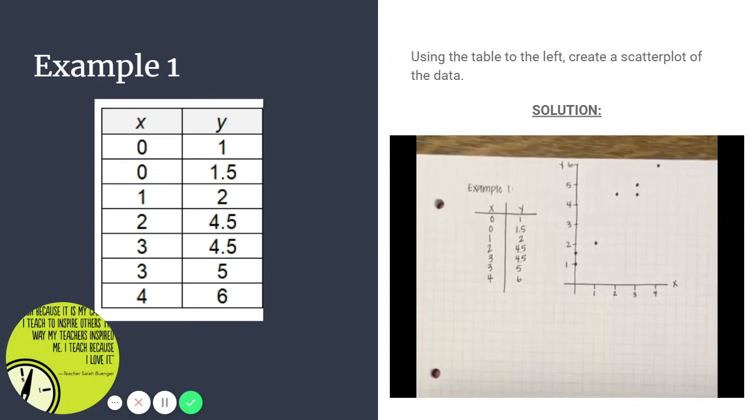So that is what your scatter plot would look like for example 1.